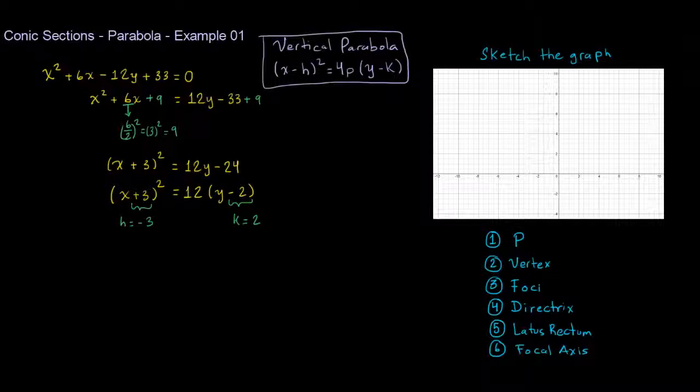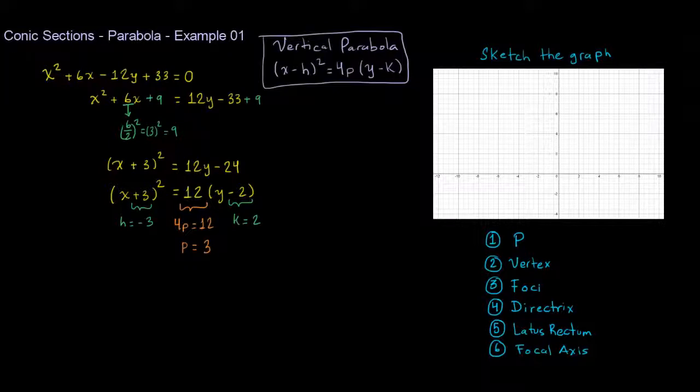Now the only one that will be missing here is the value for p, and we are going to get it through this 12. We know that what's multiplying the y minus k has to be 4 times p. So we equate 4 times p equal to 12, then solving for p, p will be equal to 3. Now, with just these 3 values, we have everything we need to sketch the graph. So let's get to this.